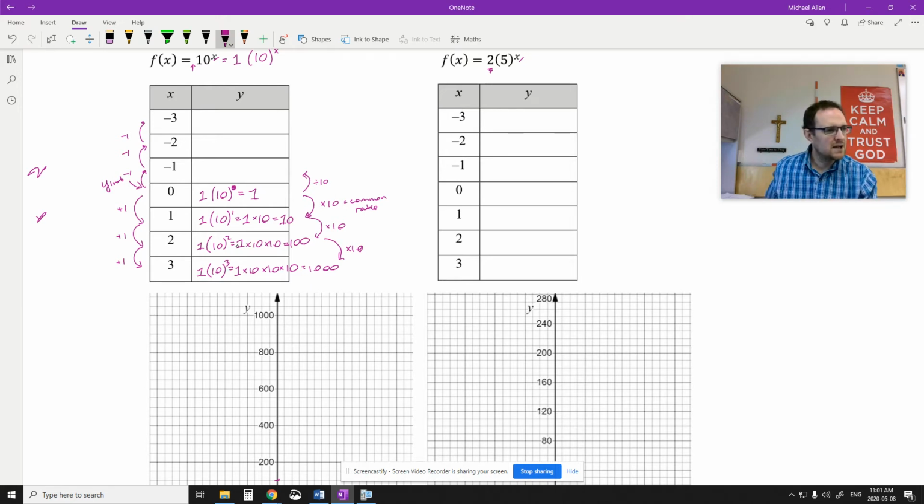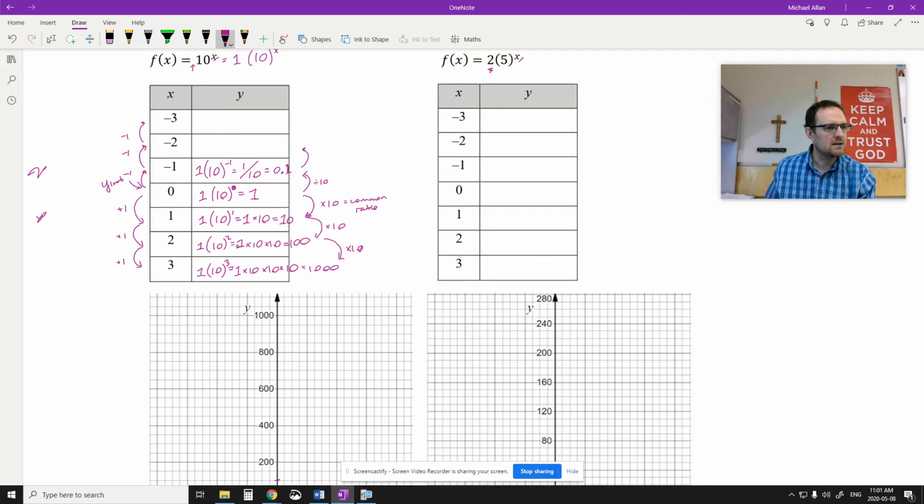So that's what a negative exponent actually means. You're going to divide, or you're going to take the reciprocal. So rather than multiplying by 10 each time, a negative exponent would mean I'm taking the 1 and dividing it by 10 each time. So this is going to be 1/10. So as a decimal, it's 0.1.